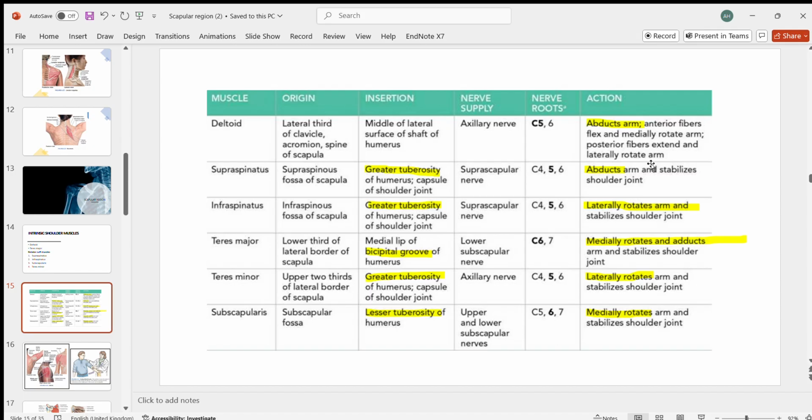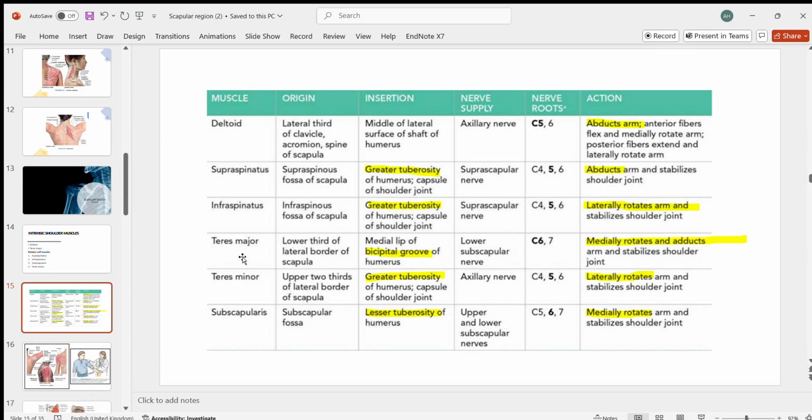Then coming to the supraspinatus muscle, it is attached to the supraspinous fossa of the scapula and goes to the upper part of the greater tuberosity of the humerus. It is supplied by the suprascapular nerve, and it abducts the arm and stabilizes the shoulder joint. Then there is the infraspinatus muscle, starting from the infraspinous fossa and going to the greater tuberosity of the humerus. It is supplied by the suprascapular nerve, and it laterally rotates the arm and stabilizes the shoulder joint.